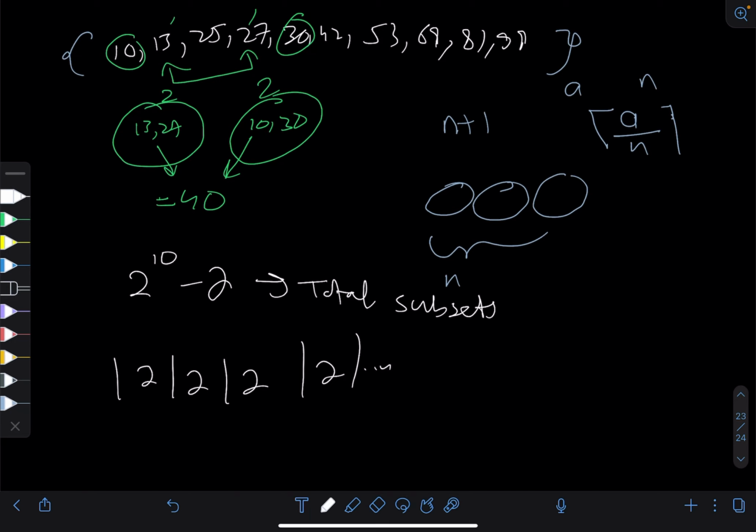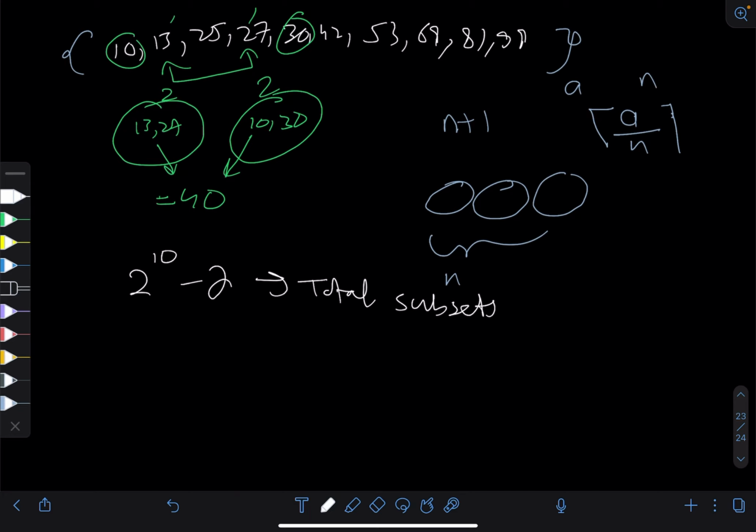So you repeat this 10 times, you have 2 to the power 10, and then we subtract 2 because the subset where you exclude all of them, that is an empty set, we don't really care about that, and the subset in which you include all of them just gives you the same set that you started with. So this is the total number of subsets, and it comes down to 1022.